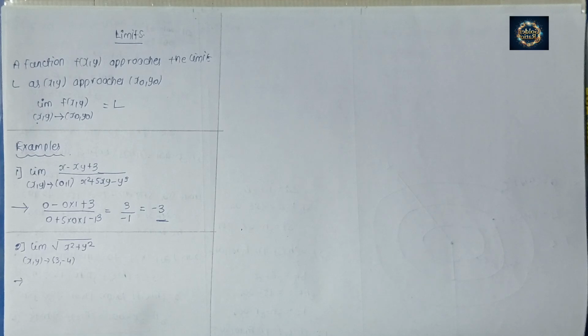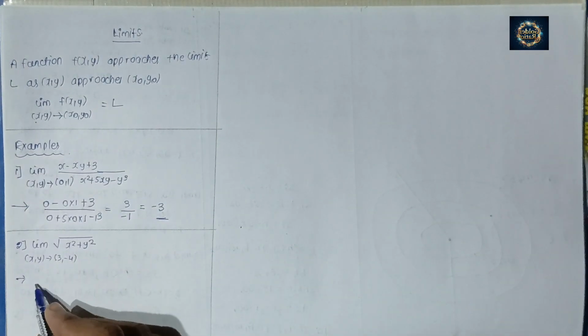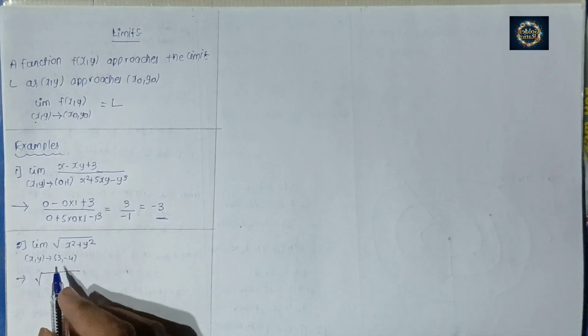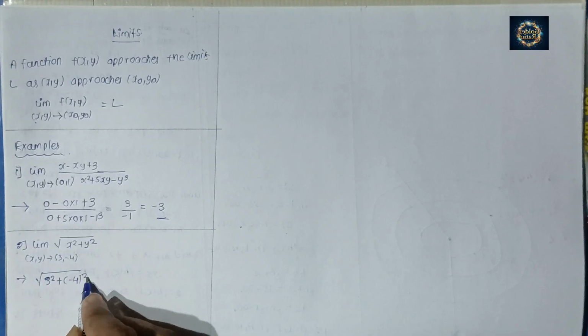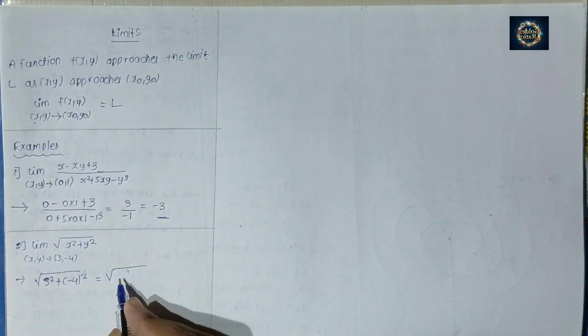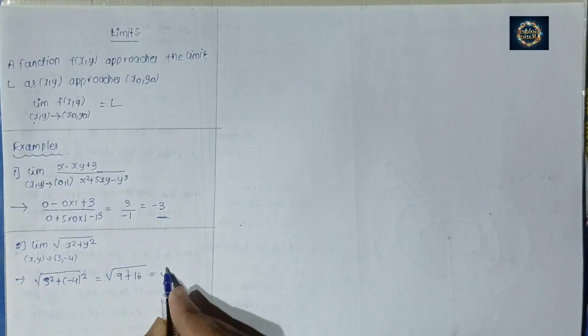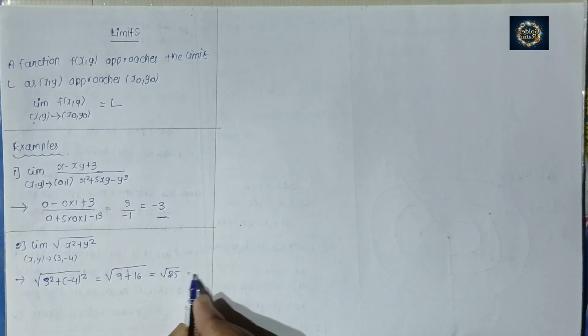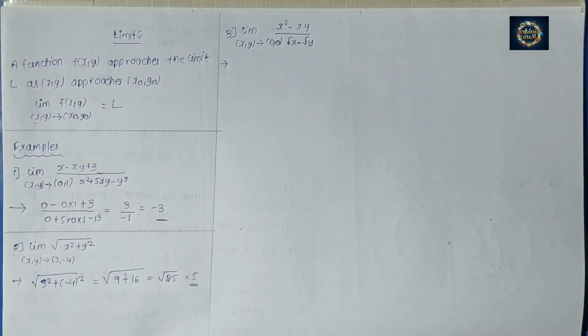Similarly the next problem. In this problem there is nothing to it, we just need to substitute. So what will be the limit at this point? 3 square plus minus 4 square, which is equal to square root of 9 plus 16, so root 25, which is equal to 5. So this is our next example.